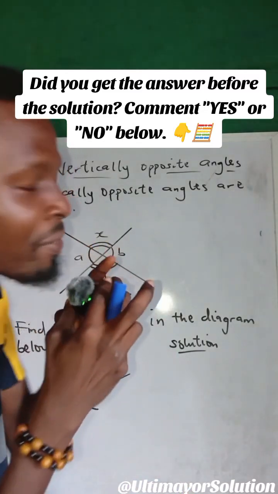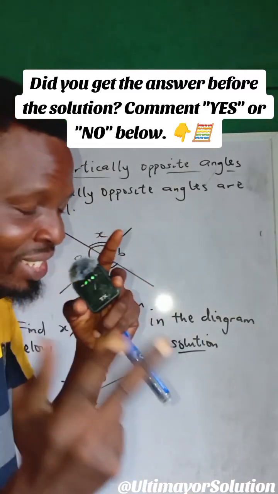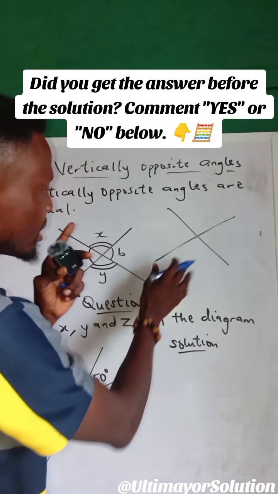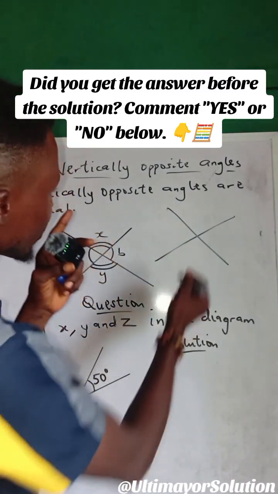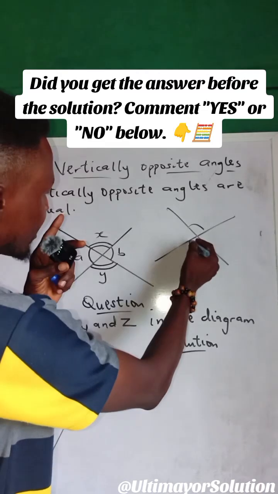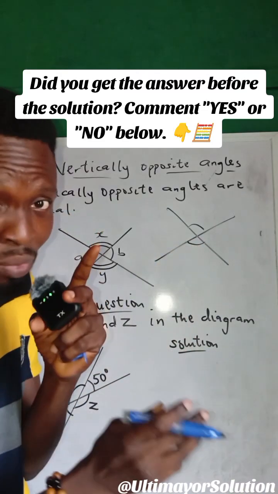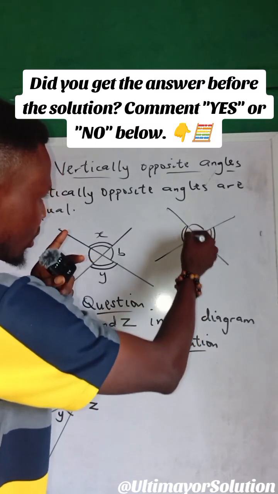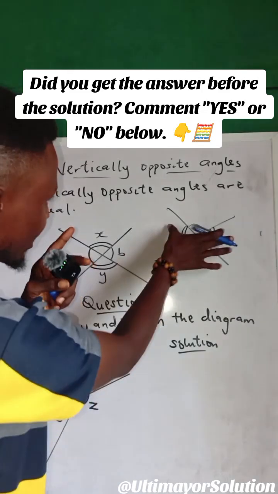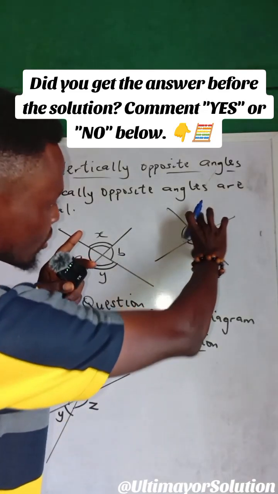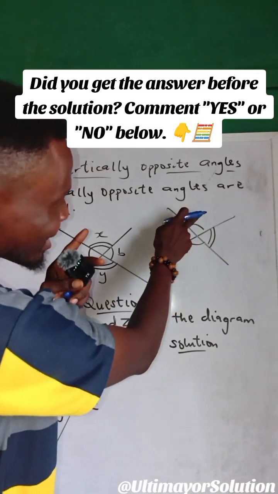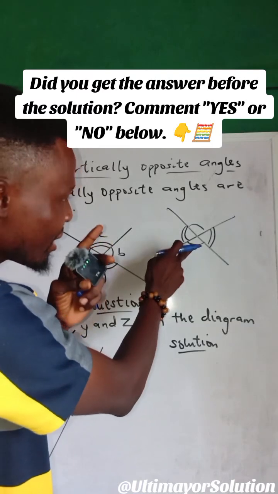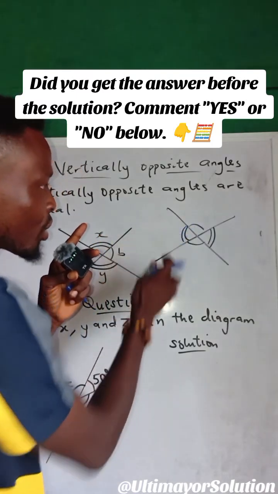So when we have two lines that intersect each other like this one line and this another line, this angle that is here and this angle that is here are said to be equal. And the angle that is here and this angle that is here are also equal. So these are vertically opposite angles. If this angle is 70 degrees, that means this angle is 70 degrees. This one and this one are also equal.